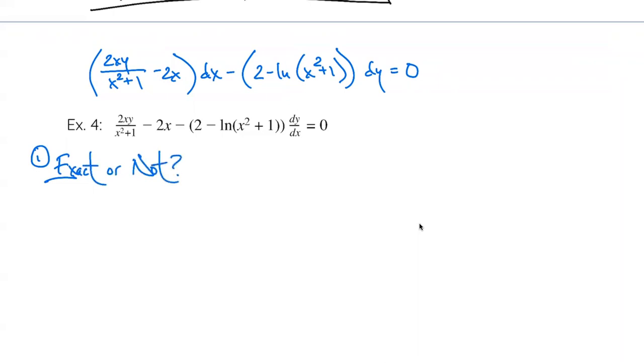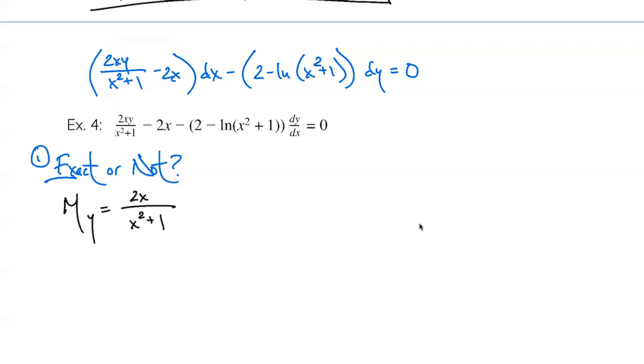All right, so here we go. We've got M, and I want to take the partial with respect to y. I'm going to show a little bit less work here. This is my M, and I want to take a partial derivative with respect to y. The good news is there's hardly any y's in here. So the only thing we have left is just 2x over x squared plus 1.